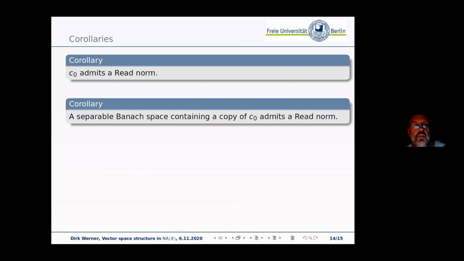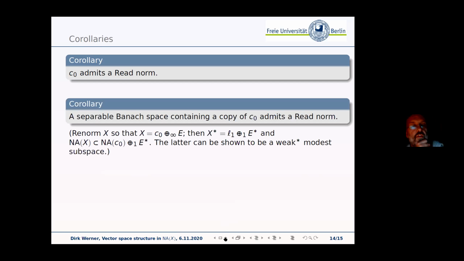But there's a much wider class that we can cover now, namely separable spaces containing a copy of C0. They can also be renormed in such a way that the Godefroy condition doesn't work. And here's a quick proof for that.